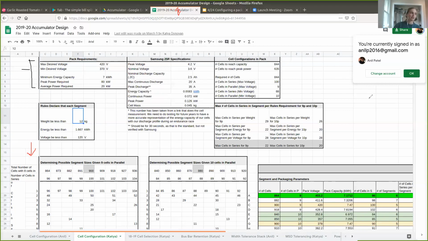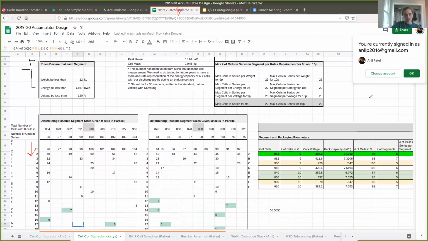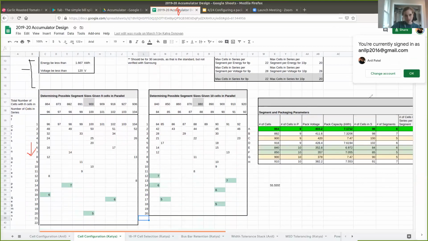And so to look at a couple different configurations based on the max desired and the minimum desired voltages, we need at least 9 cells in parallel and 10 cells in parallel. Can you scroll down, please? So that's what we're examining in these two. If we have those 9 cells and 10 cells in parallel, and then the number of cells in series to accommodate those cells, that's how we can figure out what our segments need to be. And that's what these are right here.